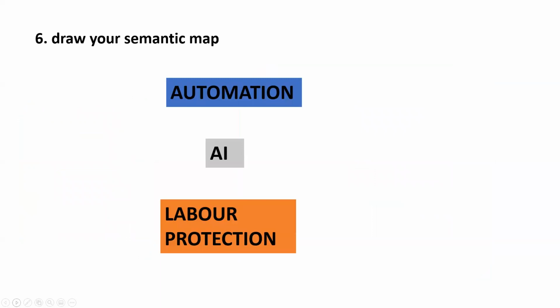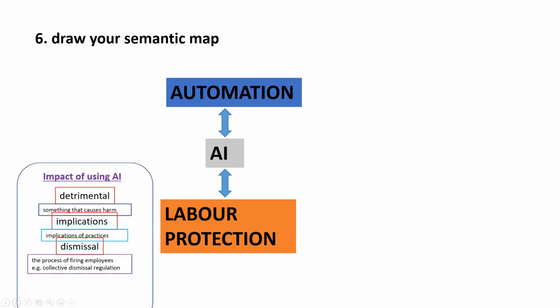Next, I'm drawing my semantic map. So I have my keywords here, the words that I started with, and now I need to show the connection of all these words, like how all of them are connected to each other. Well, first of all, my keywords, of course, are interconnected because AI is one main reason for automation, and they are interconnected. And then, of course, AI has impact on labor protection because we have people who are working and now AI is coming there. And so what is going to happen next?